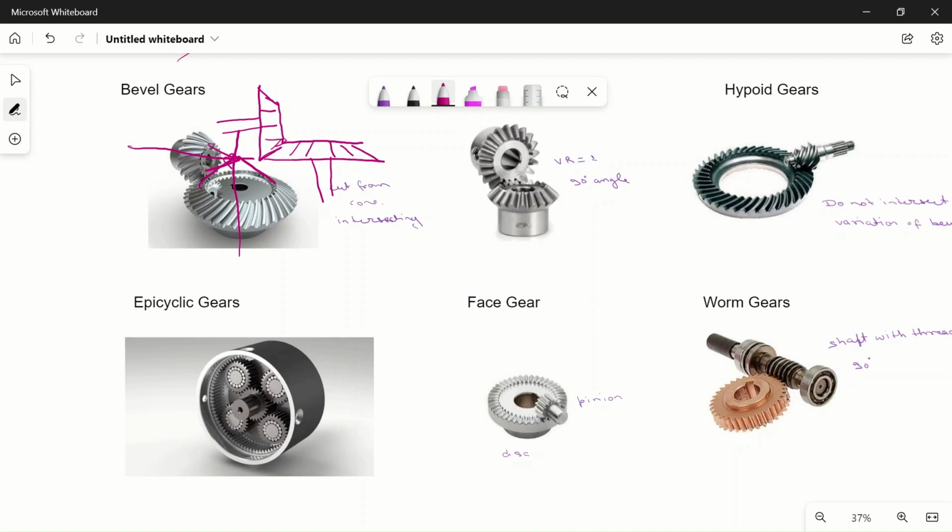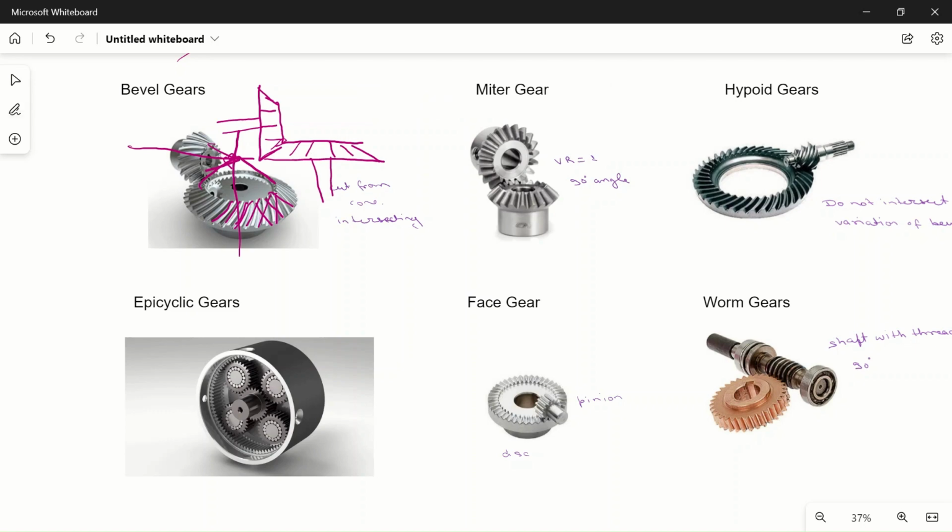Bevel gear can be of three types. First one is straight bevel gear, a spur type bevel gear where teeth will be straight. Here you can see that teeth are spiral, so this is spiral bevel gear, and another will be helical bevel gear where teeth are inclined to the direction of the shaft.